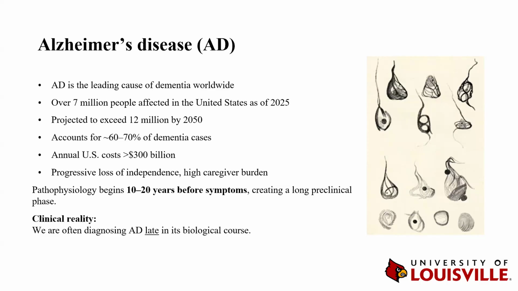It accounts for about 60-70% of dementia cases, and it has a huge burden of healthcare costs, both in terms of patient care as well as caregivers who are not able to fulfill other duties. Overall, that burden exceeds $300 billion.